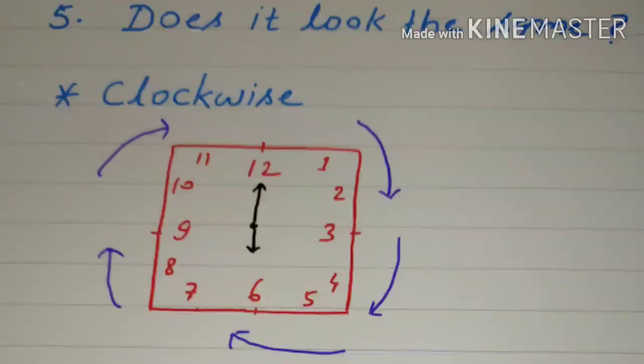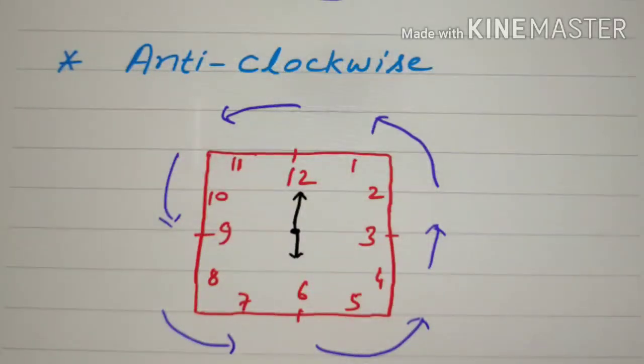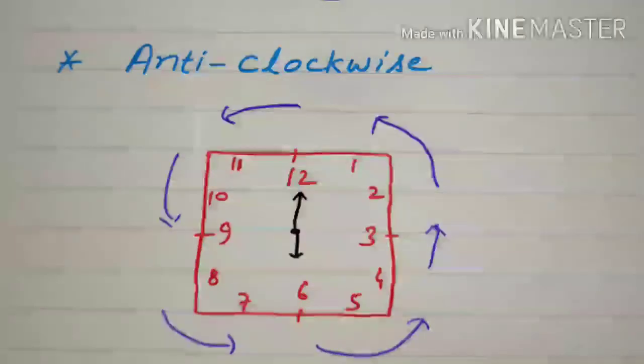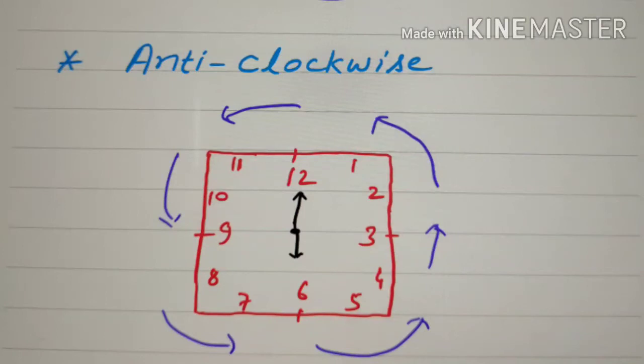So if a picture turns like 1, 2, 3, 4 in the clock, that is clockwise. But when a picture turns in the opposite direction of a clock, then it is called anti-clockwise. You can easily know about this with the help of a clock. It means from 12 to 11, 10, 9, 8, 7, 6, 5, 4, 3, 2, 1, like this. Then you can say anti-clockwise direction.